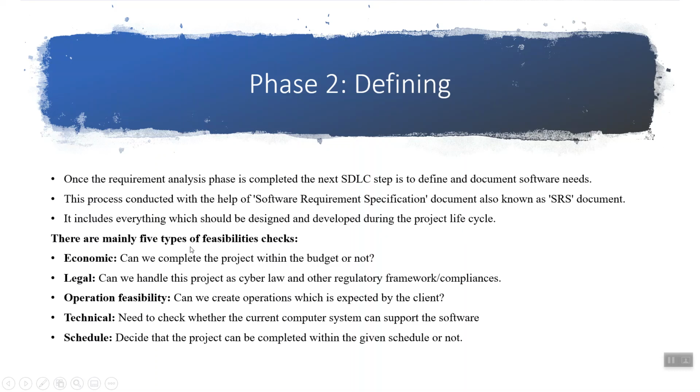There are mainly 5 types of feasibility check done at this phase. The first one is economics, means can we complete the project within the budget or not. The second one is legal. Can we handle this project as per cyber law and other regulatory frameworks or compliances? The third feasibility criteria is operation feasibility. Can we create operations which are expected by the client?